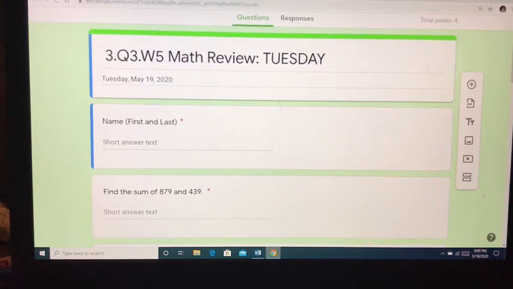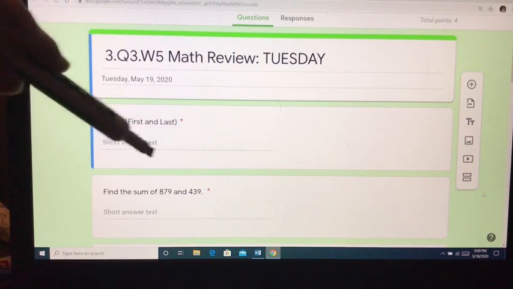So we're doing math columns Tuesday, May 19th, 2020. Make sure you put your first and last name in. Let's look at the first problem. It says find the sum of 879 and 439.